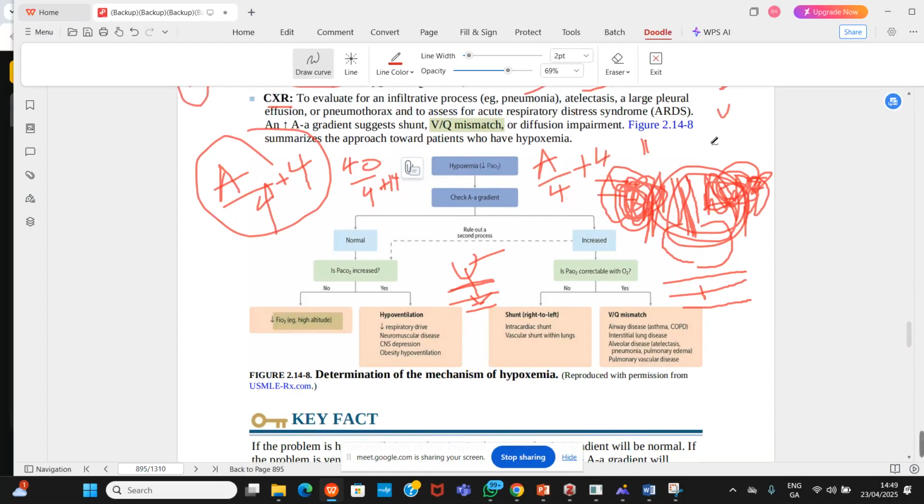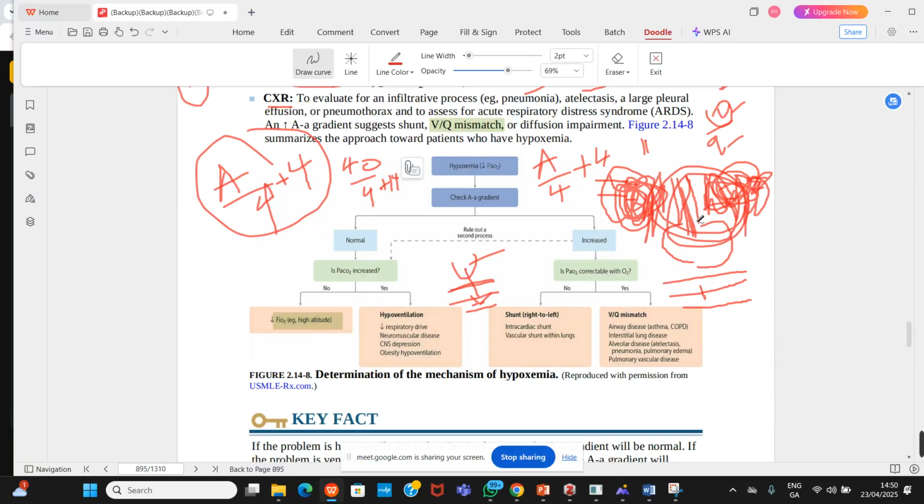And VQ mismatch just talks about V over Q, in which V is talking about the ventilation and Q is talking about blood supply. So ideally, you should have a balance. Ventilation, air that is coming from the alveoli, and Q, which is blood flow. Blood should also be flowing to that lung so that they can receive the oxygen that is moving from the alveoli. And they can also move CO2 from that blood into the alveoli. That is VQ matching.